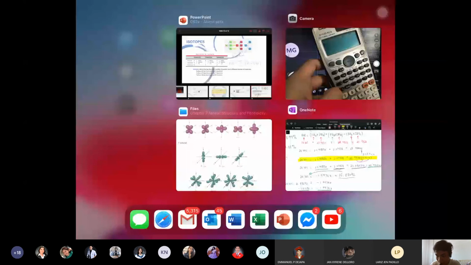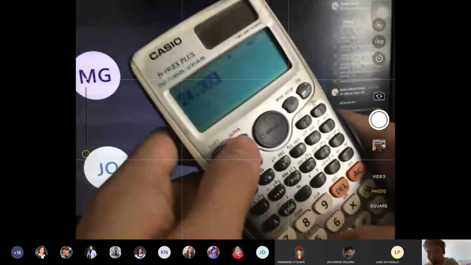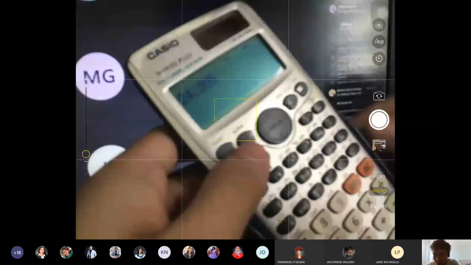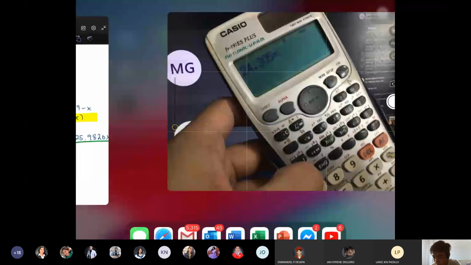24.305. So type ko 24.305. Then equal sign yung kasunod, di ba? So you press alpha, then equal sign yung naka-red. Isa ka ng alpha kid. Then ano pa yung sumunod dyan?